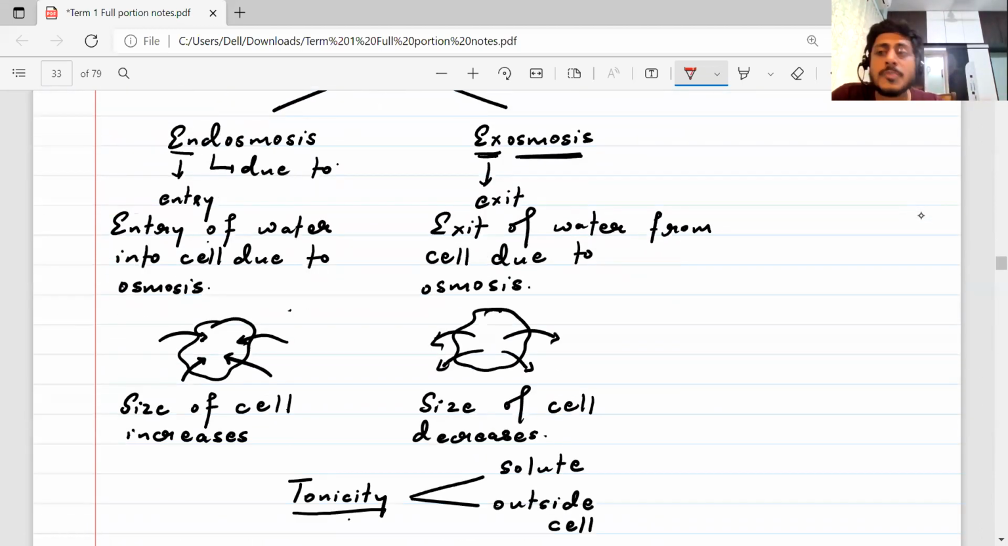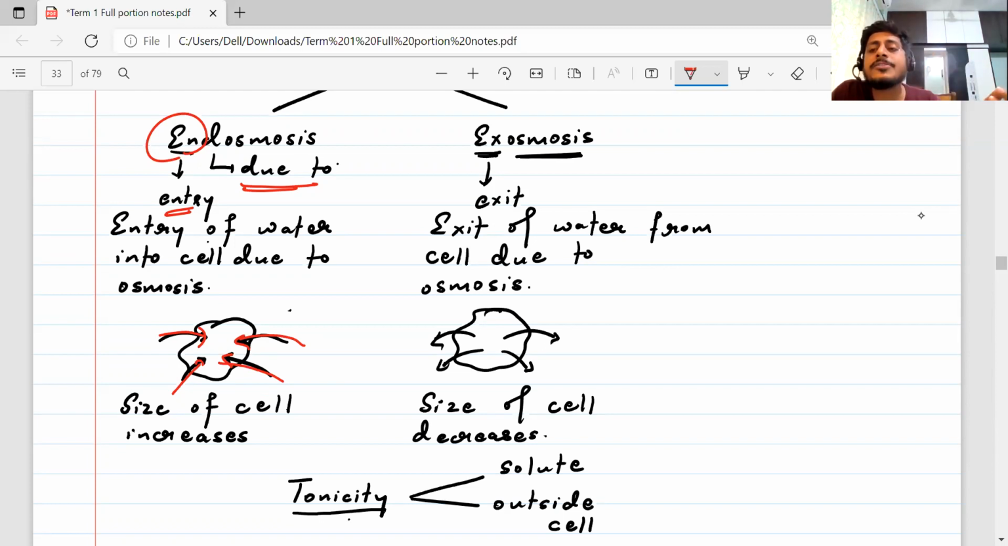Osmosis could be endosmosis or exosmosis. You remembered, endo was for entry, due to entry, due to osmosis. If water goes inside a cell, the size of the cell will increase. So they will ask you, a cell was placed in a particular type of solution and the cell size increased. If cell size increased, that means water went inside, that means endosmosis.